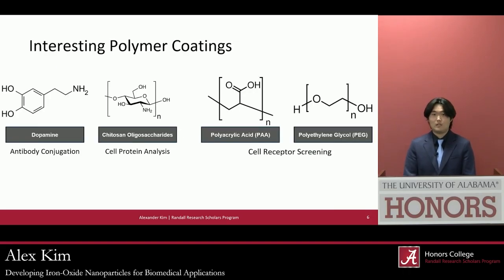So over here are the various polymer coatings that I've worked with. In particular, polyacrylic acid, PAA, and polyethylene glycol, PEG, are especially interesting because of their ability to form iron oxide nanoparticles that can be used to form nanoghosts. In addition to this, dopamine iron oxide nanoparticles can be used for antibody conjugation, and chitosan oligosaccharide iron oxide nanoparticles can be used for cell protein analysis.